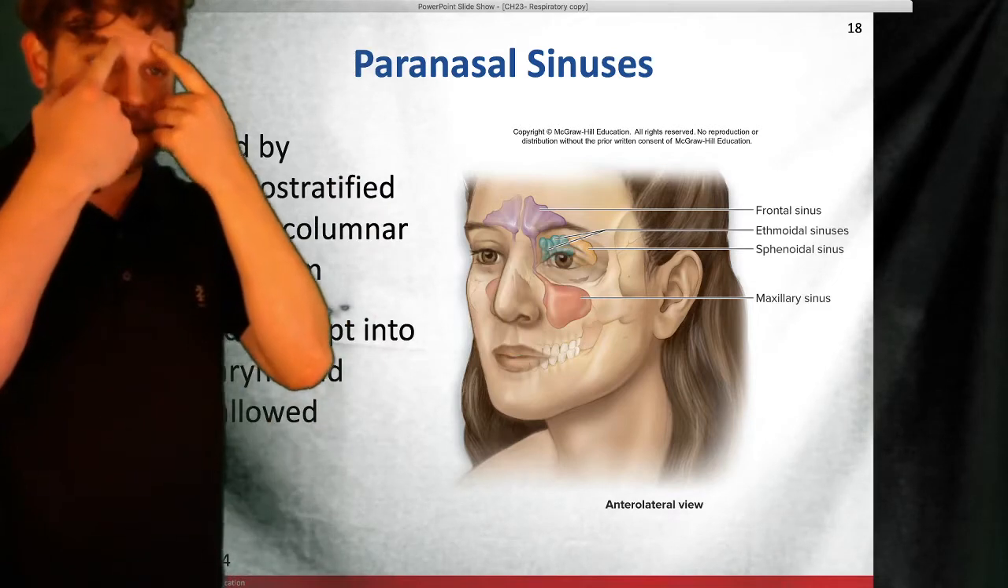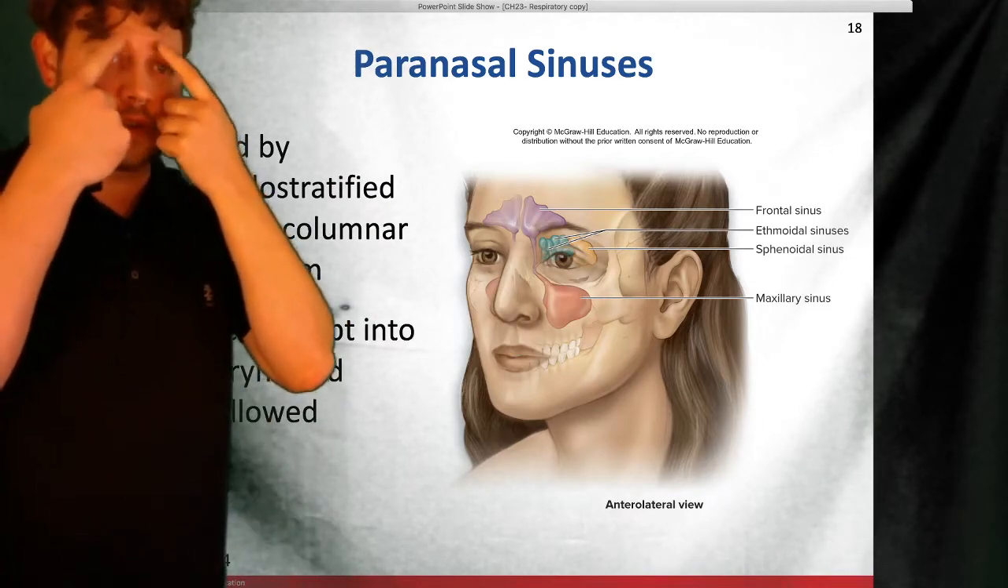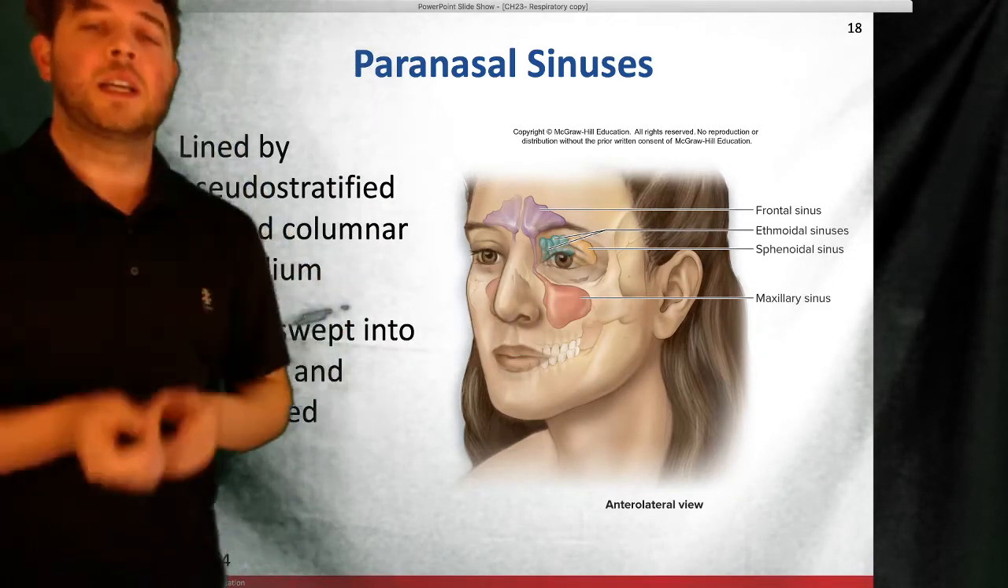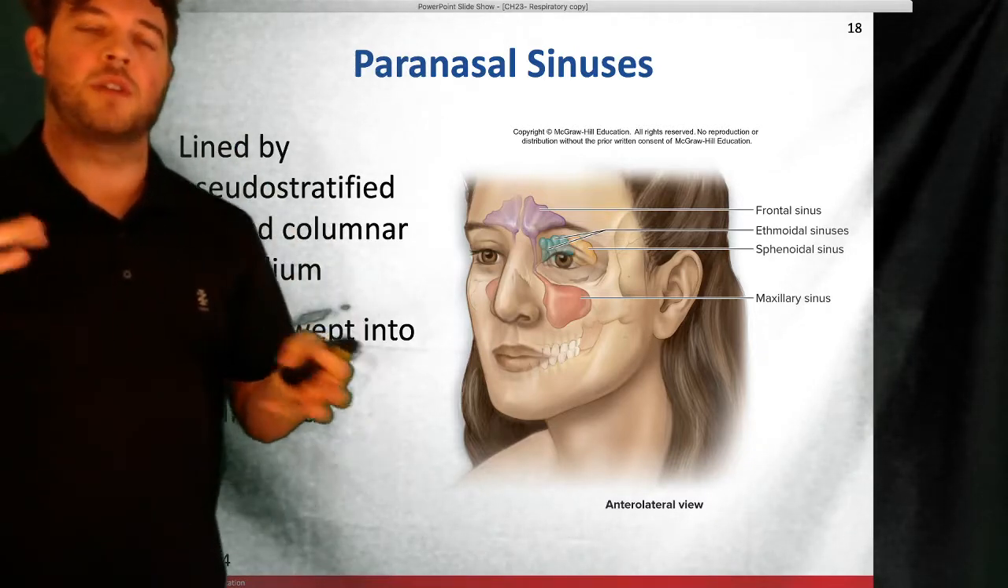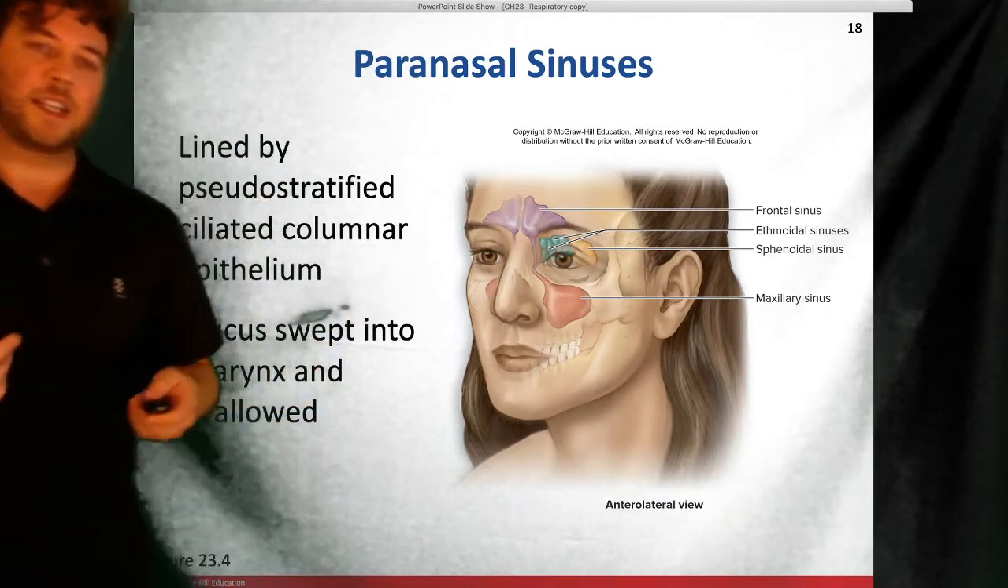kind of up along the frontal, the ridge right up here. It's because those sinuses are there, and when you press on them, you change the pressure in your skull, and so it can relieve headaches.